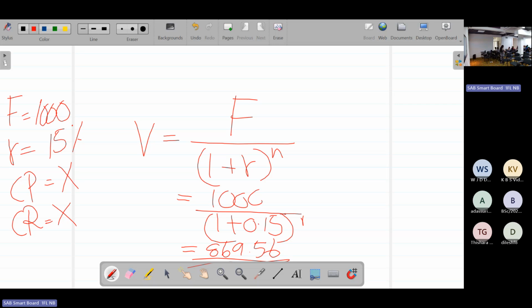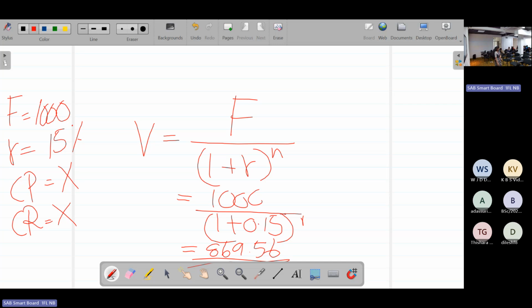Now they are explaining that the asset is trading at which value? The current market price of this bond will be given to you. What is it? 800. Now, even though the value is 869, it is trading at 800.